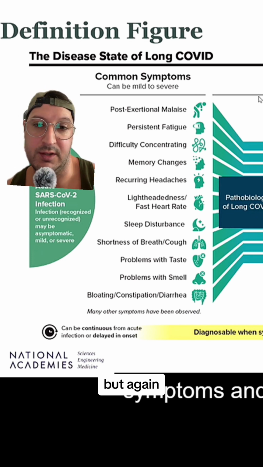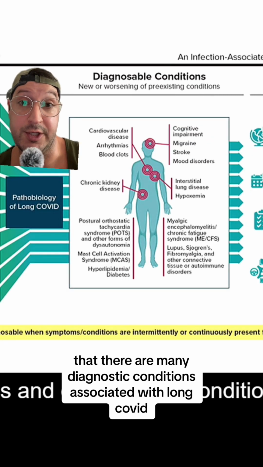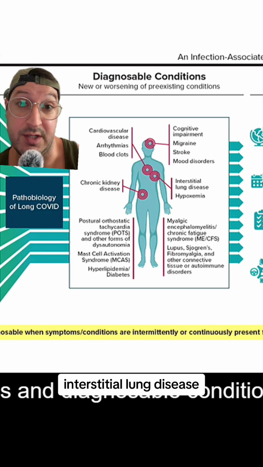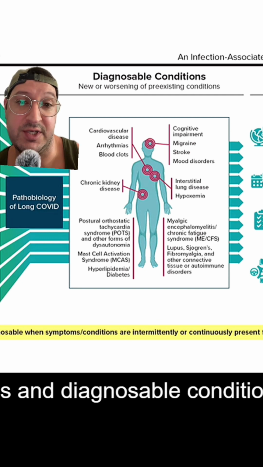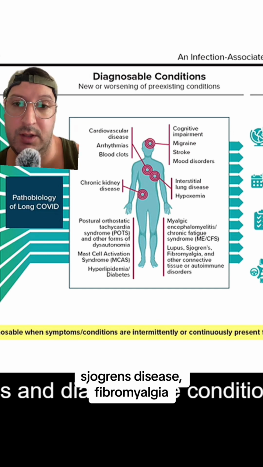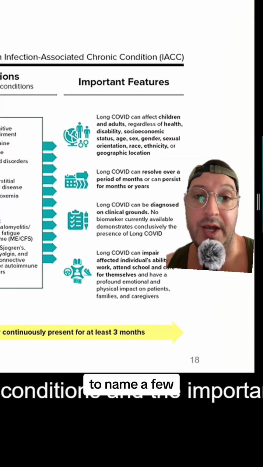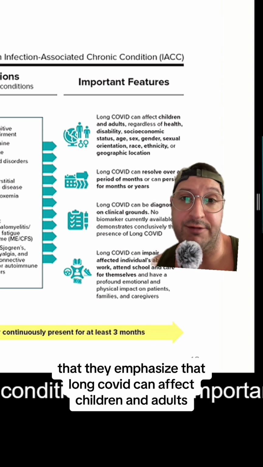But again, emphasizing at the bottom there that many other symptoms have been observed, that there are many diagnosable conditions associated with long COVID, such as cardiovascular disease, chronic kidney disease, interstitial lung disease, cognitive impairment, mood disorders, POTS, ME/CFS, lupus, Sjogren's disease, fibromyalgia, diabetes, and mast cell activation syndrome, to name a few. Where again, I want to emphasize in this new definition that long COVID can affect children and adults, regardless of health status.